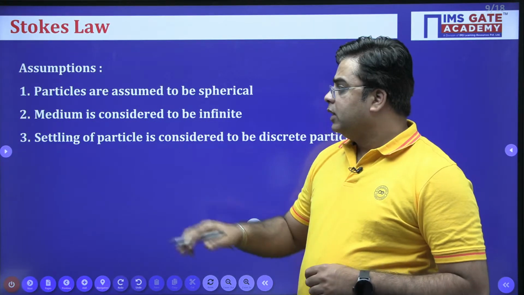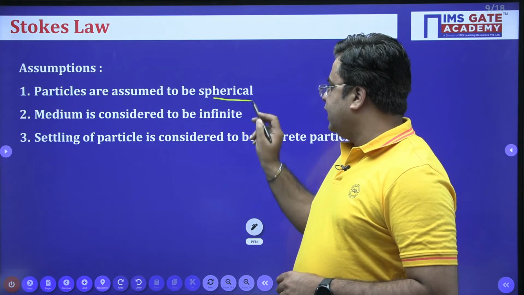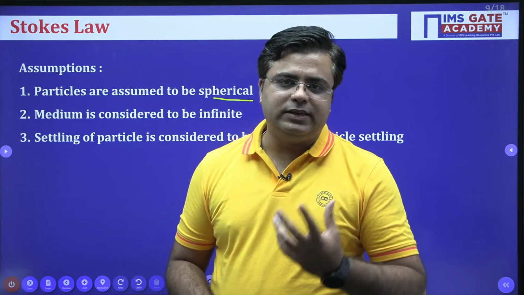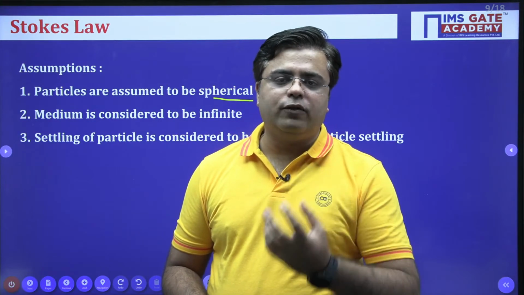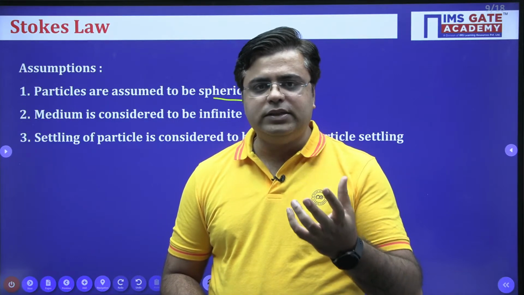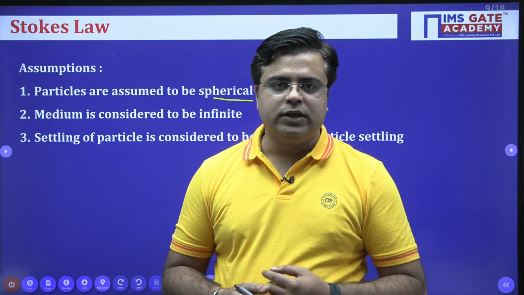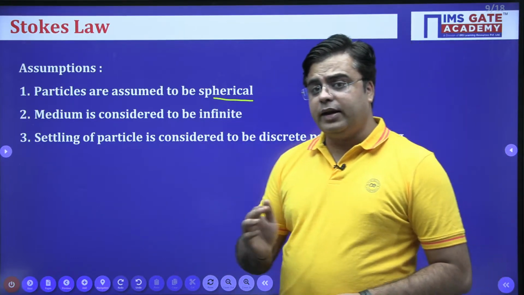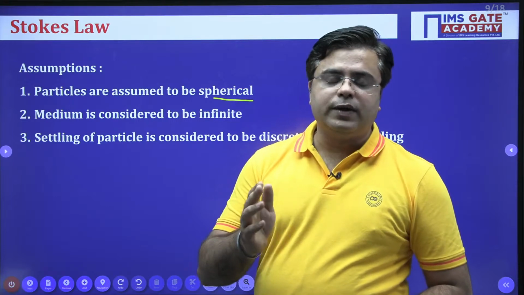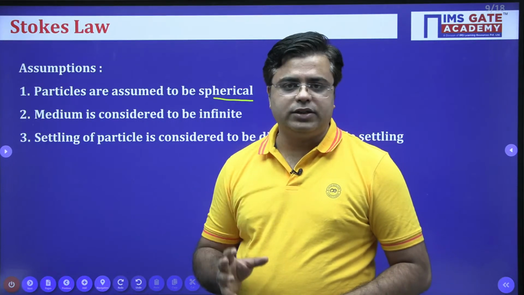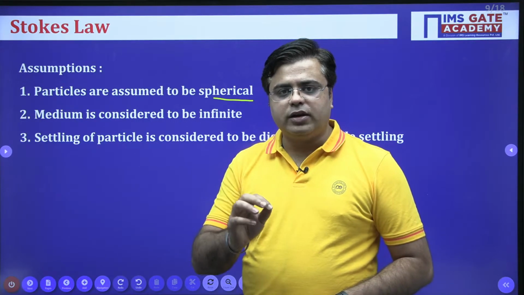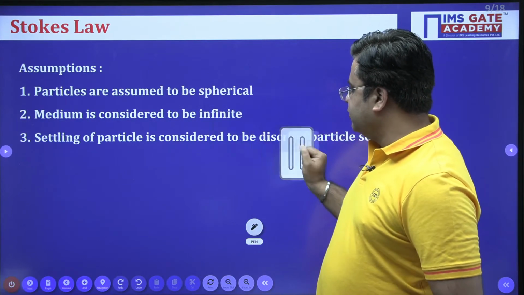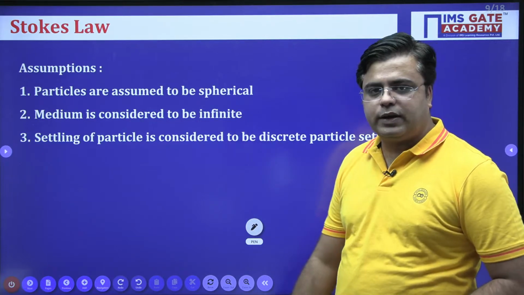First one is particles are assumed to be spherical. The only logic behind this is that analysis will be easy. It is easy to calculate the volume of these particles, and it will be easy to calculate the weight of these particles. In real terms, particles are not always spherical. They have some irregular shapes. But on a general note, we start with spherical particles.